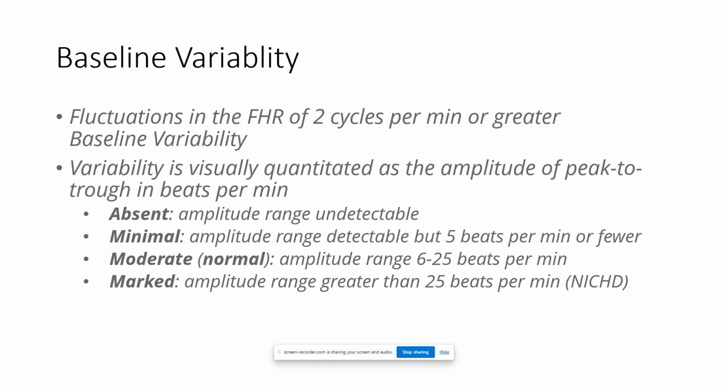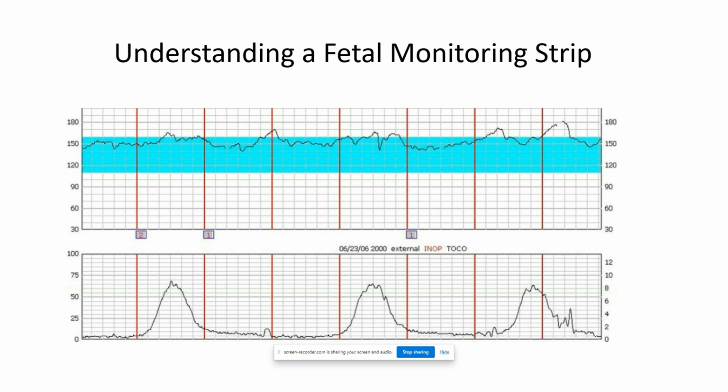A lot of information, but we'll get through it. So when we're talking about variability, we are looking for fluctuations in the heart rate of 2 cycles per minute or greater baseline variability. And so we would describe the variability as absent, minimal, moderate, or marked. Now, we always want to see moderate. That is the normal, that is what we are looking for. And absent is absolutely what we do not want. Minimal or marked as well. Okay, so we want moderate. So let me show you what those look like.